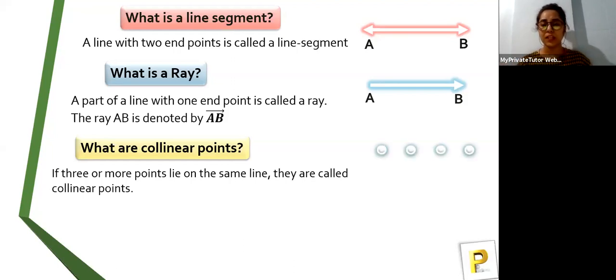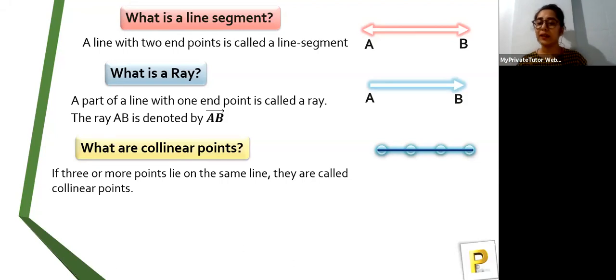Let's see what this is. You can see these are the 4 points. It can be more than 3 points I'm talking about, so I've taken 4 points. This line passes through these points. All of these points, if you observe, lie on the same line, right? Such points are called collinear points.